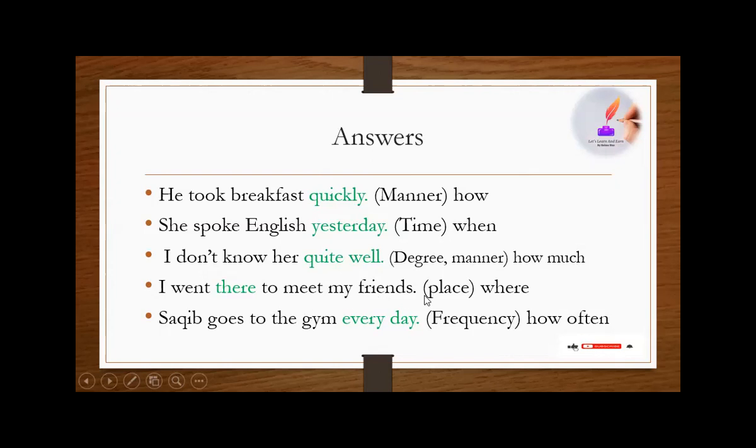I went there to meet my friends. Now, where? There is adverb of place. Saqib goes to the gym every day. Now, this every day is how often, and you have to answer the question every day. So, this is adverb of frequency.